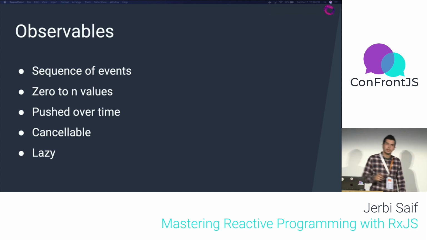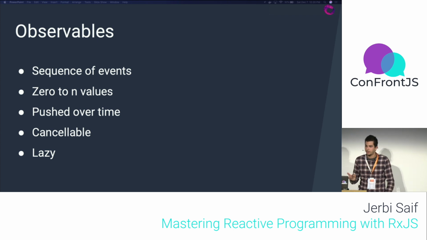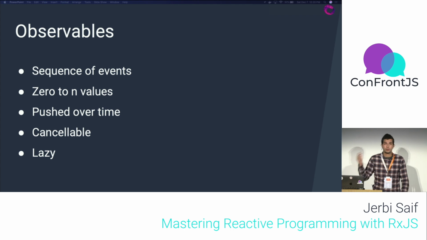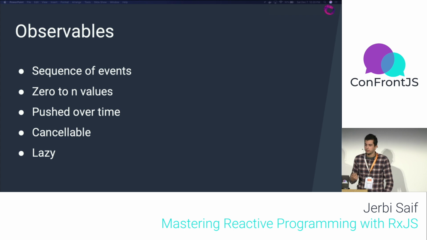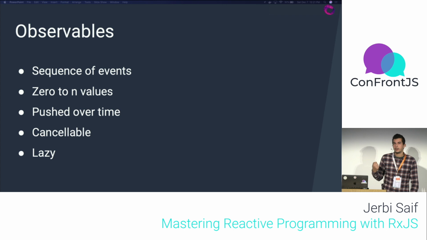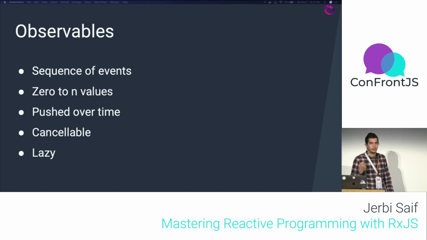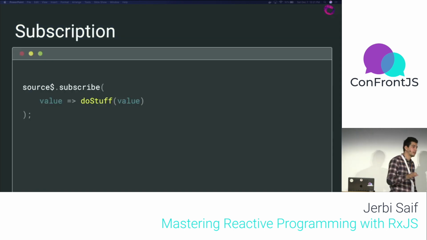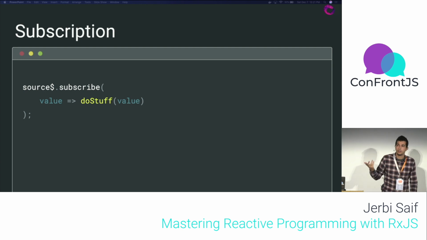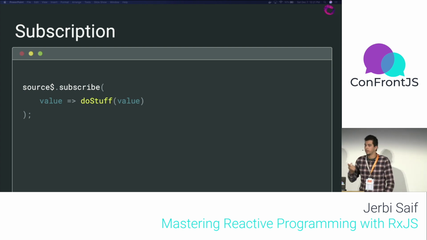So let's start with observables. Observables are a sequence of events. It's a primitive type that contains a sequence of events. It can contain 0 to n values. These events or data are pushed over time, and they can be cancelable, and also they are lazy. With observables, you have to subscribe to them to get the data. It's like functions: you define a function, and this function does nothing until you call it.